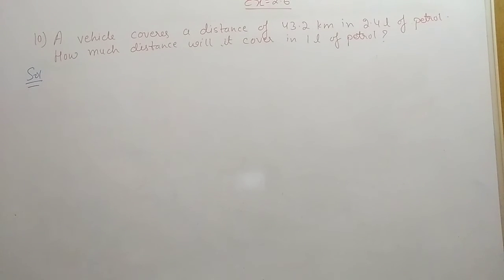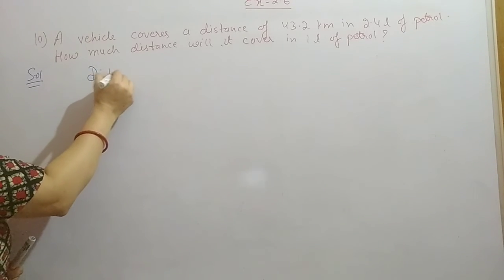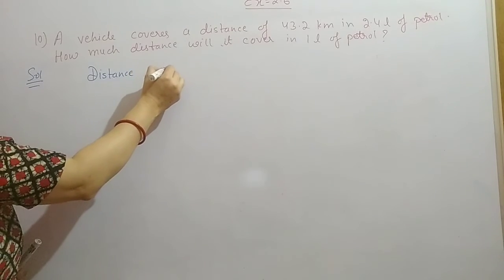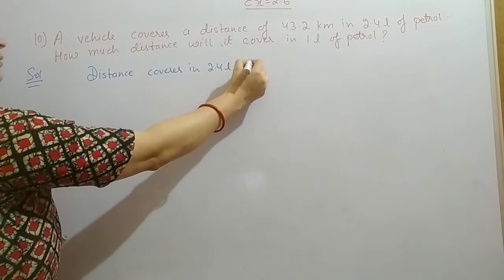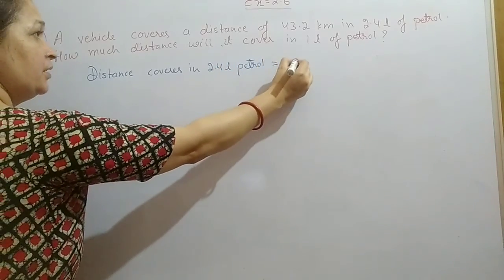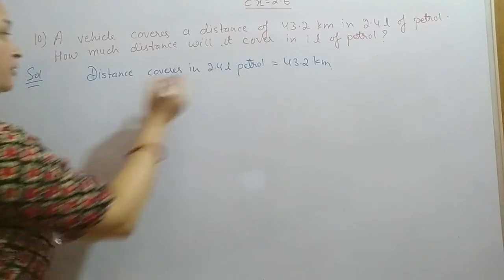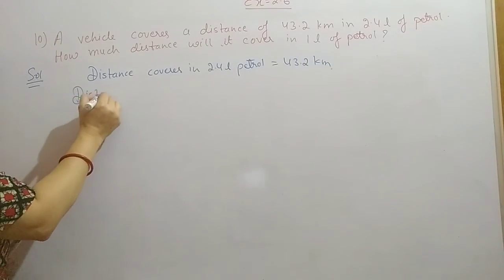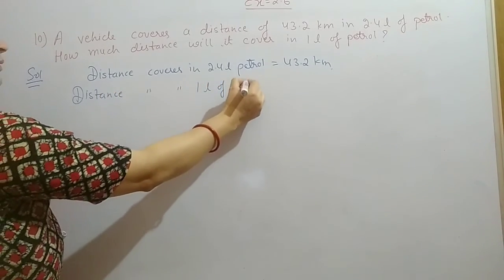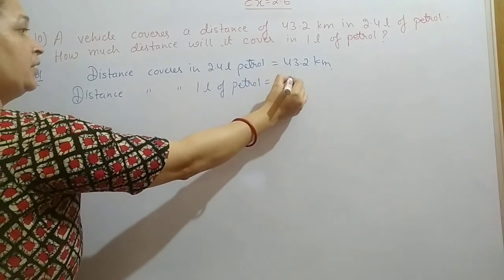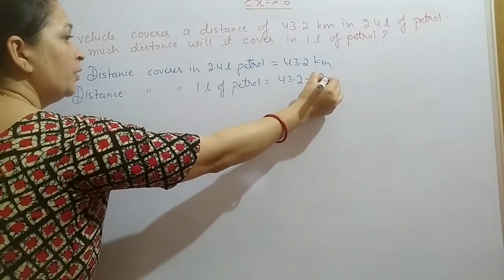Question number 10. A vehicle covers a distance of 43.2 km in 2.4 liters of petrol. How much distance will it cover in 1 liter of petrol? So distance covered in 2.4 liters of petrol is 43.2 kilometers. Now you have to find the distance covered in 1 liter of petrol. 1 liter of petrol will be 43.2 divided by 2.4.